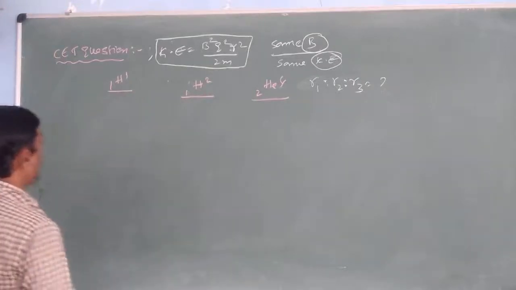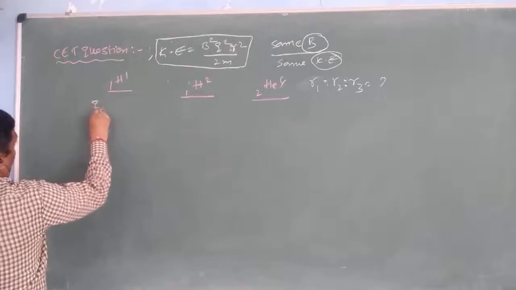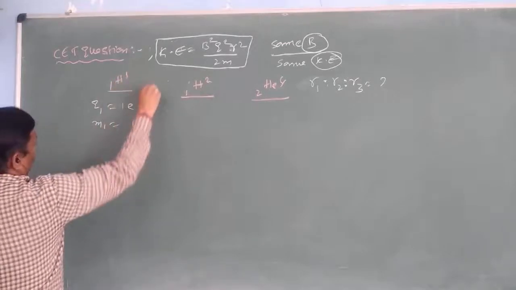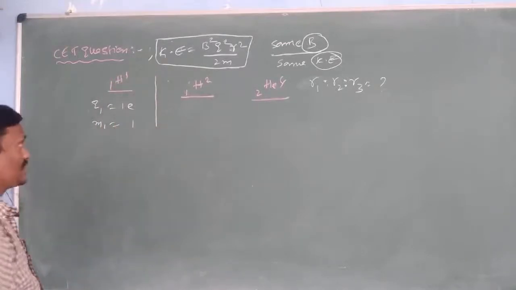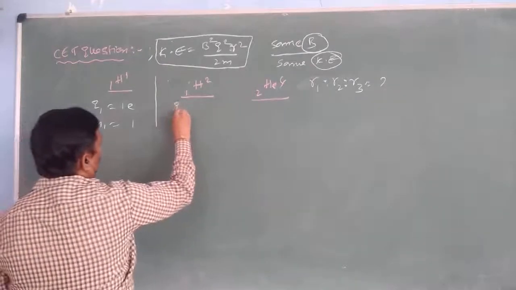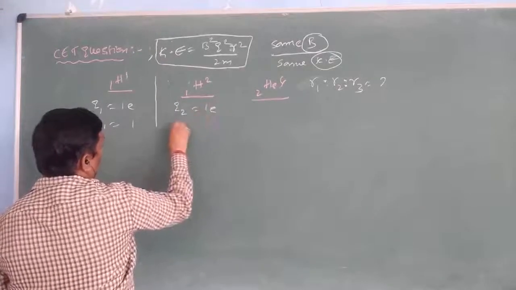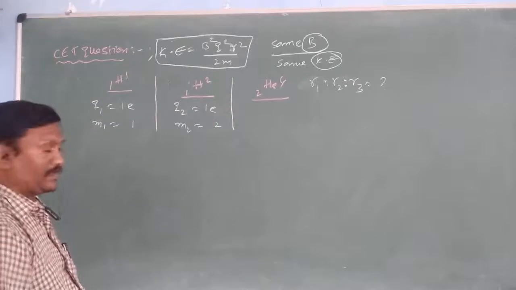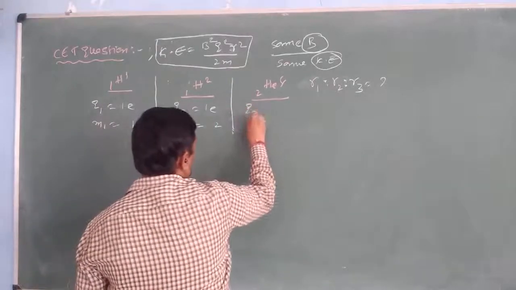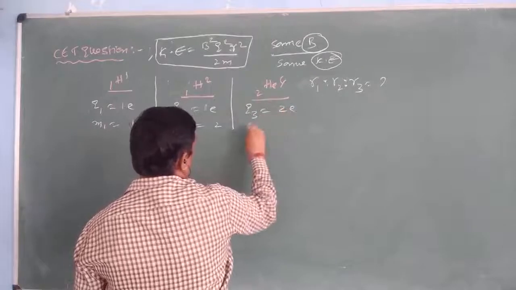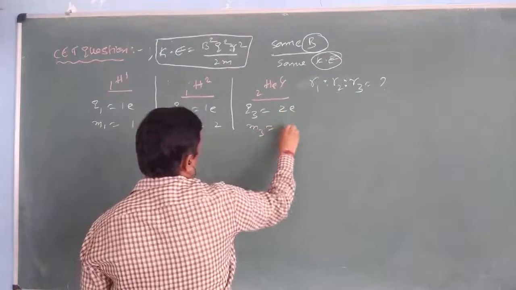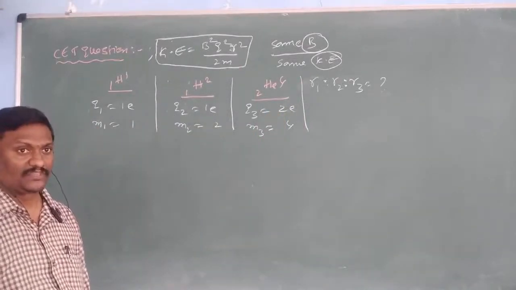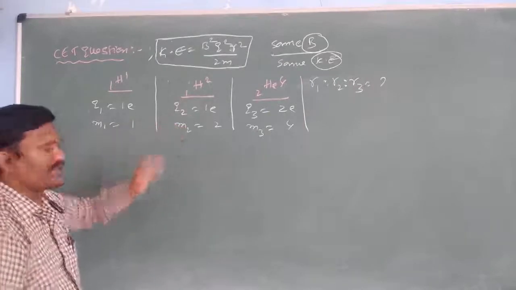Observe the first charge, which means proton. We know the charge of a proton is 1e. The mass number of proton is 1. The second charge means deuterium. The charge of deuterium is also 1e, but the mass of deuterium is 2. And third, the alpha particle. The charge of an alpha particle is 2e, and the mass of the alpha particle is 4. So the 3 particles have different charges and different masses.